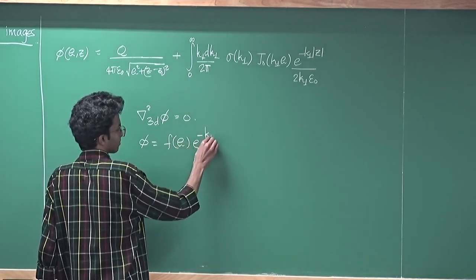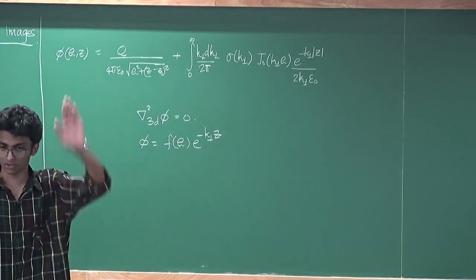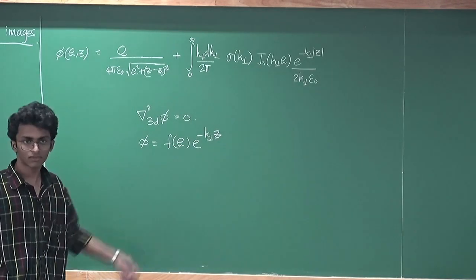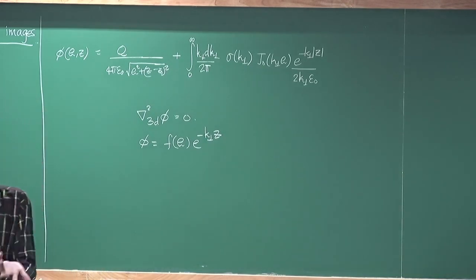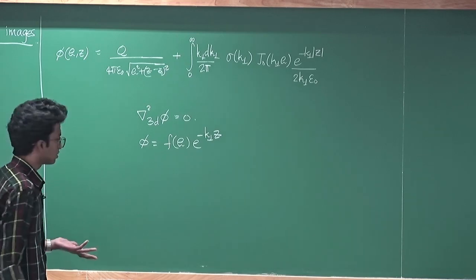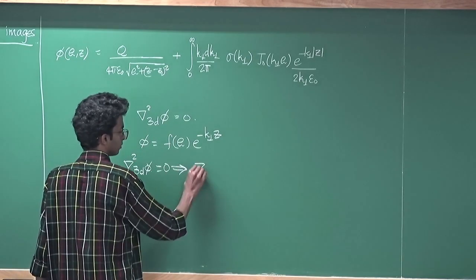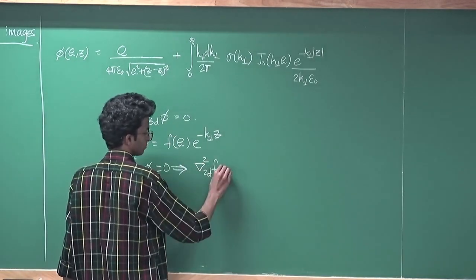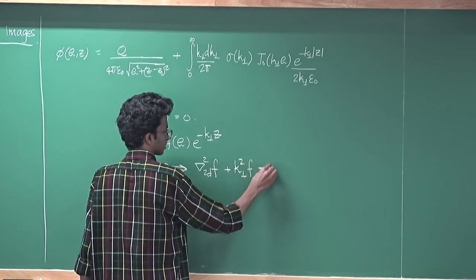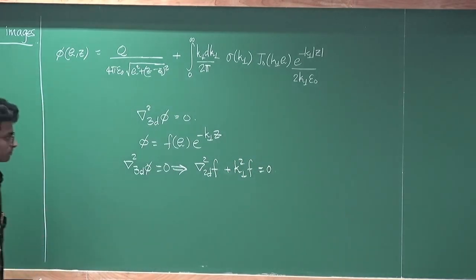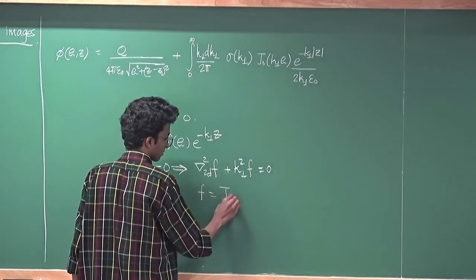e to the minus k perpendicular z, with k perpendicular some arbitrary number and z greater than 0. As z goes to infinity it has to go to 0, so you put some exponential. And the other function outside should just be a function of rho, because it's an axisymmetric problem. It can't be a function of phi. So the 3D Laplace equation for phi implies a 2D eigenfunction equation for f, the Laplacian of f plus k perpendicular squared f equal to 0. And the only solution for this, such that f is just a function of rho and not of phi, is f equal to J naught of k perpendicular rho.